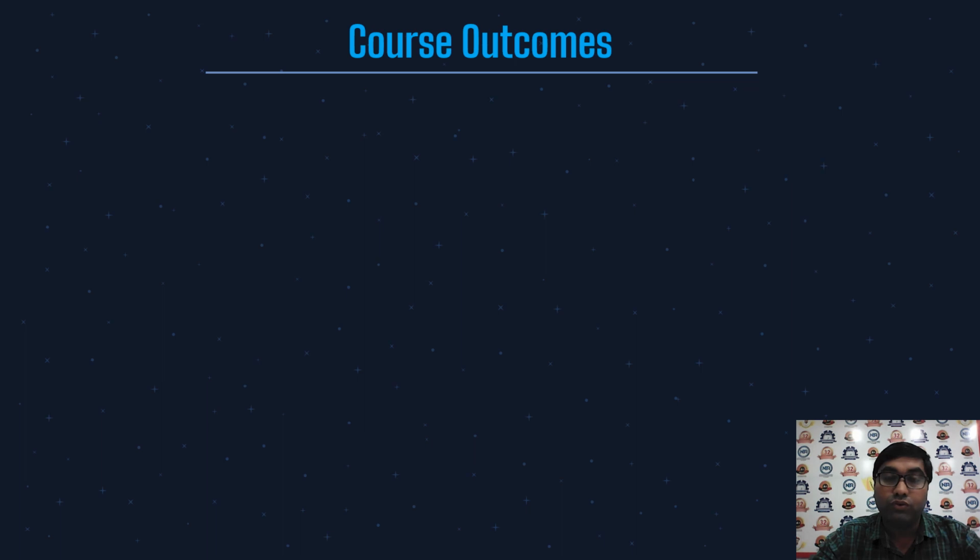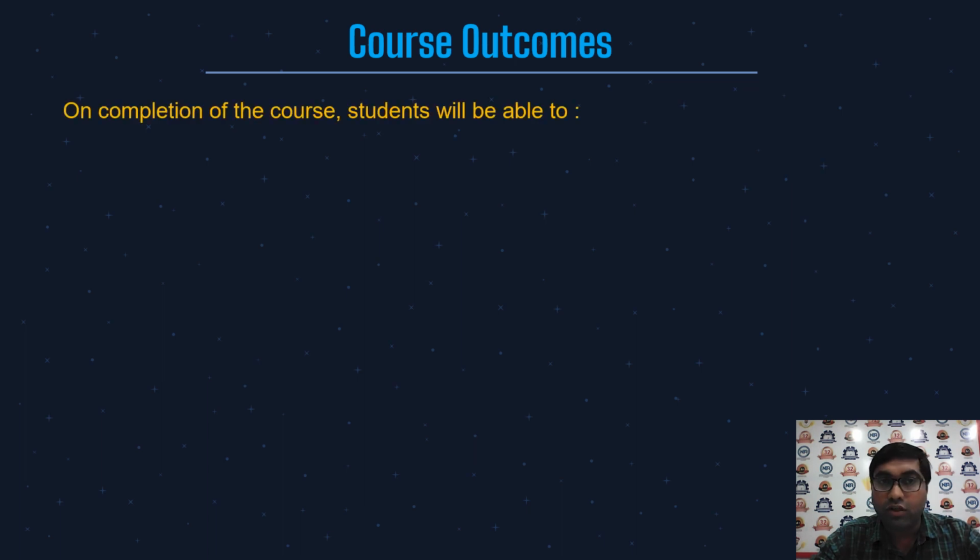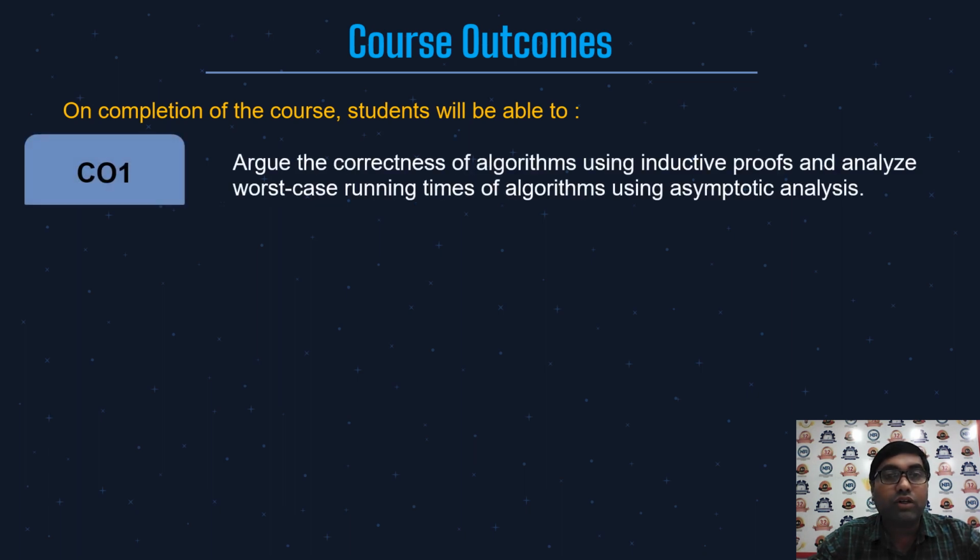Next, we have to study the various course outcomes. On successful completion of this particular subject, students will be able to achieve a total of 5 course outcomes. These outcomes are as follows. First outcome is to argue the correctness of algorithms using inductive proofs and analyze the worst case running time of algorithms using asymptotic analysis.